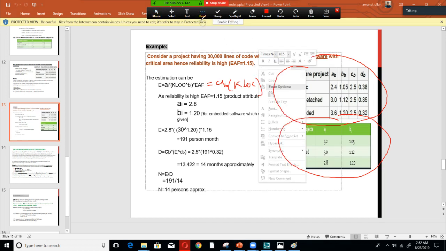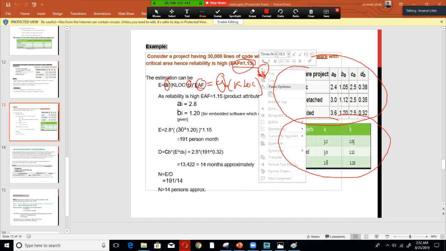So in basic Cocomo we use this formula AB into k log to the power BI, but in intermediate Cocomo instead of this AB and BB we use AI and BI, and we also multiply the total effort with EAF, and here EAF is given.